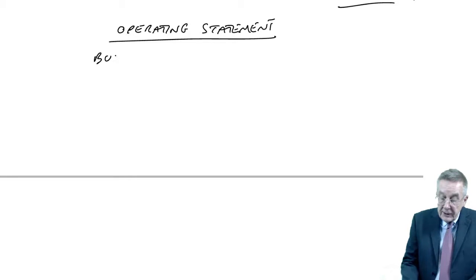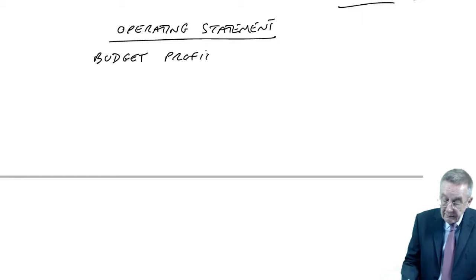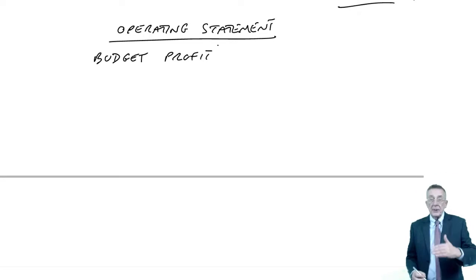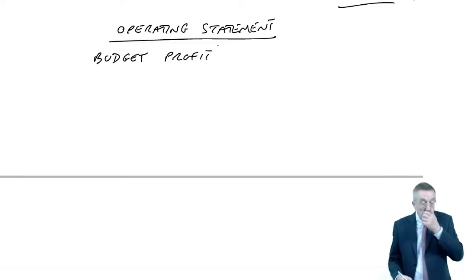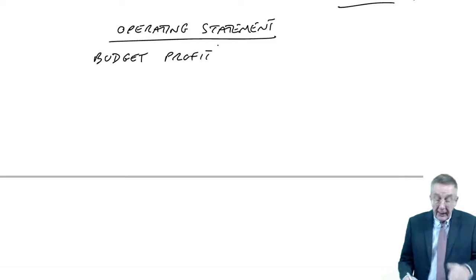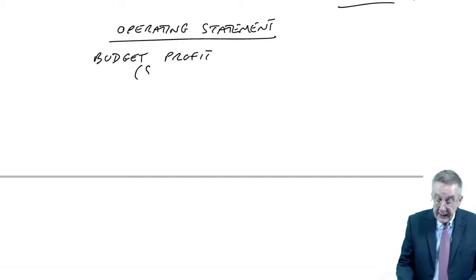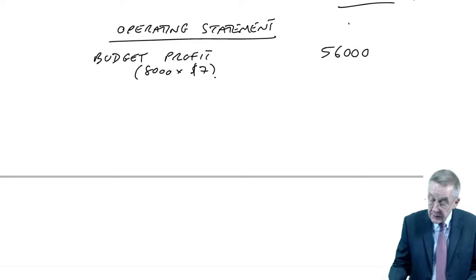We start off with the original budget profit. I'll try and avoid winding up and down the screen too much, otherwise it'll make you feel ill. But if you do look back, what was it? We were budgeting on selling 8,000 units. Each unit should have given us $7. We were budgeting on 56,000.